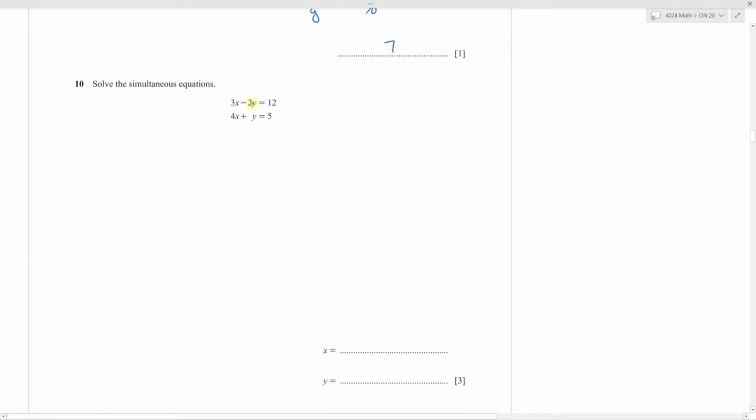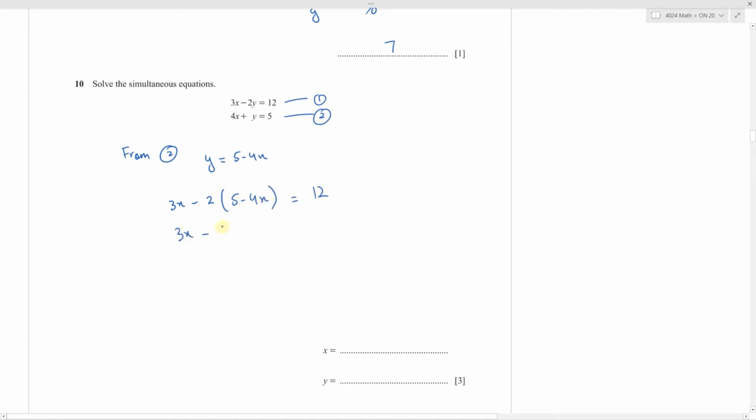Question number 10 is solve the simultaneous equations 3x minus 2y equals 12, 4x plus y equals 5. So this is equation 1, equation 2. So from equation 2, I can make y the subject. So y will be equal to 5 minus 4x. And now I can substitute this value. So I'm using the substitution method. I will substitute the value of y in equation 1. So 3x minus 2y, and in place of y, I will write 5 minus 4x, equals 12.